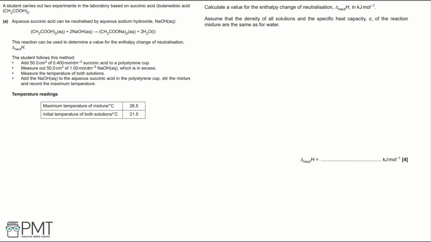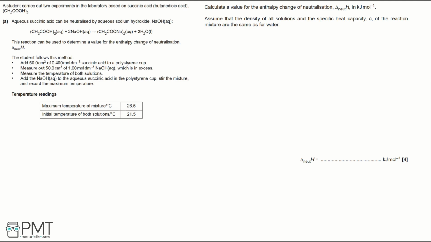Calculate a value for the enthalpy change of neutralization in kJ/mol. Assume that the density of all solutions and the specific heat capacity c of the reaction mixture are the same as for water. Firstly, we need to highlight the key pieces of information in this question. Our first key piece is that we've got 2 moles of H2O, or a 2 molar fraction. That's important because the enthalpy change of neutralization is the energy released when forming 1 mole of H2O, and we've got 2, so our final answer will have to divide by 2.